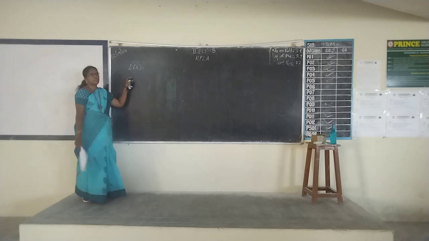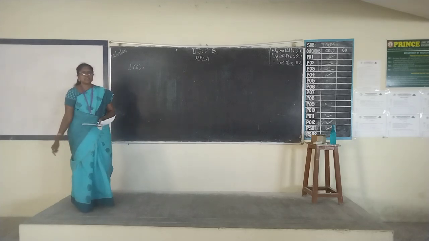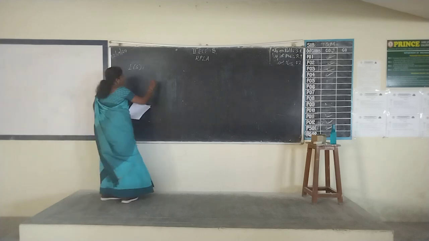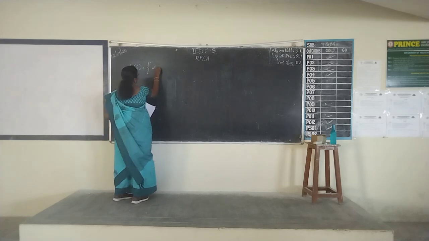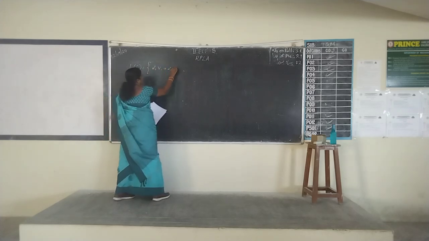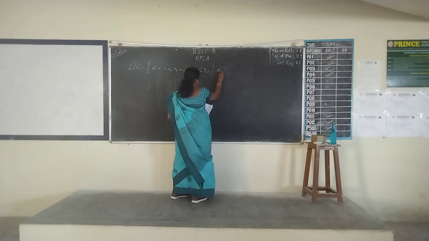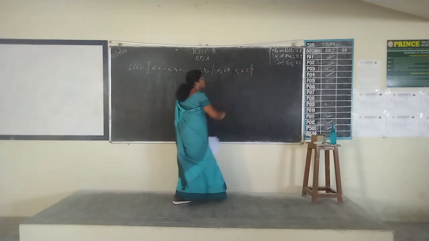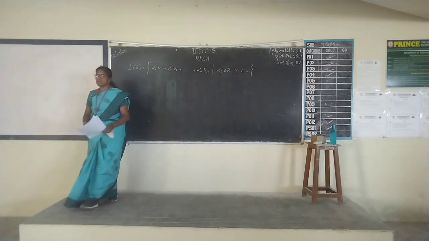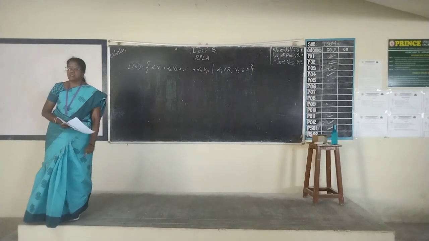So what is the meaning of this notation? Linear span of S. Okay, so write the next line. That is, L of S is equal to the set of all possible terms alpha 1 v1, alpha 2 v2, etc., alpha n vn such that alpha i belongs to R, vi belongs to S.